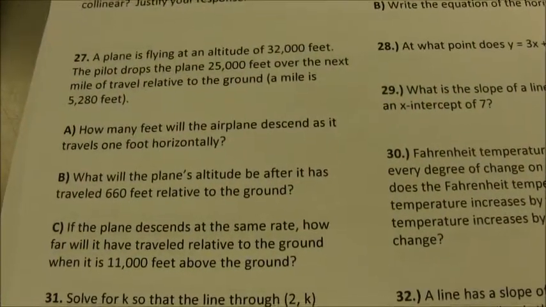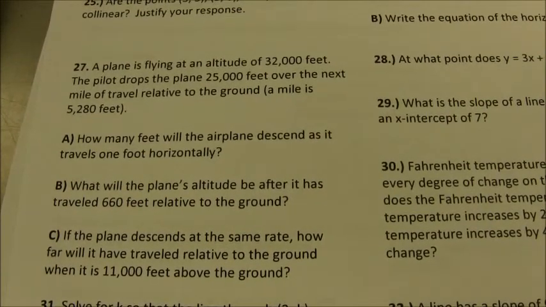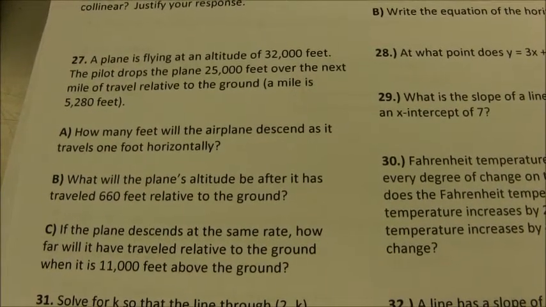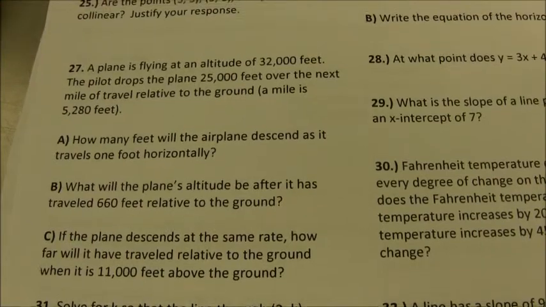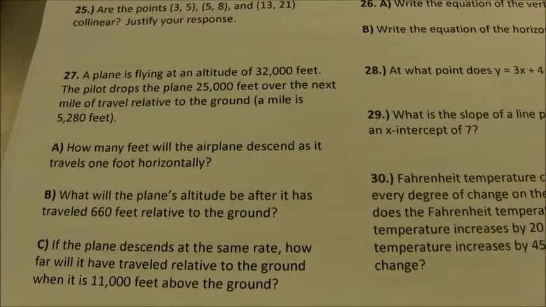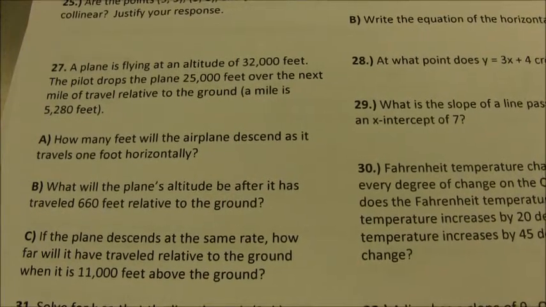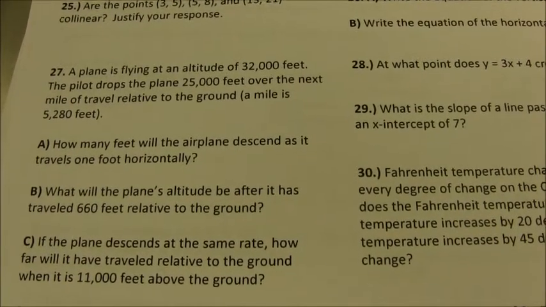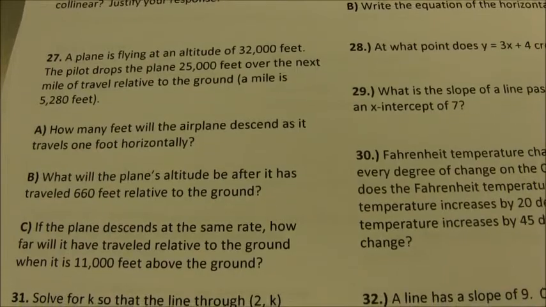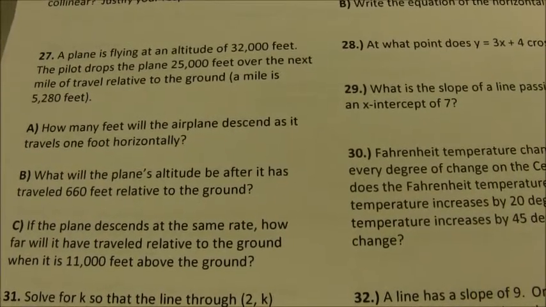Next problem I want to look at is off section 3.1. It's the plane problem. The plane is flying at an altitude of 32,000 feet. Drops 25,000 feet over the next mile of travel relative to the ground. So, in other words, 25,000 foot vertical drop in comparison to a 5,280 horizontal drop.